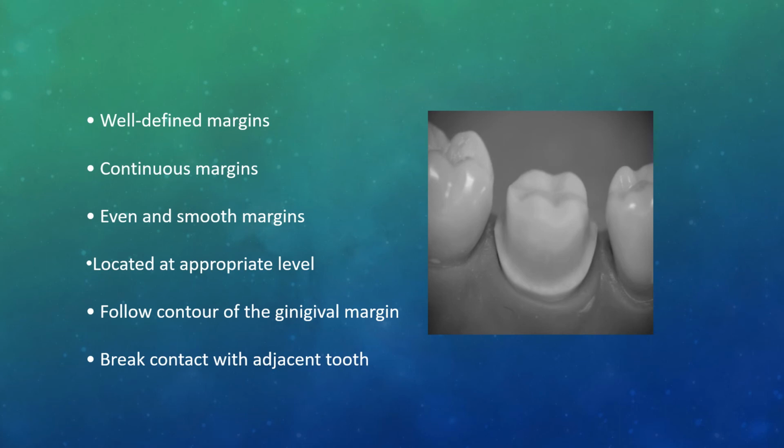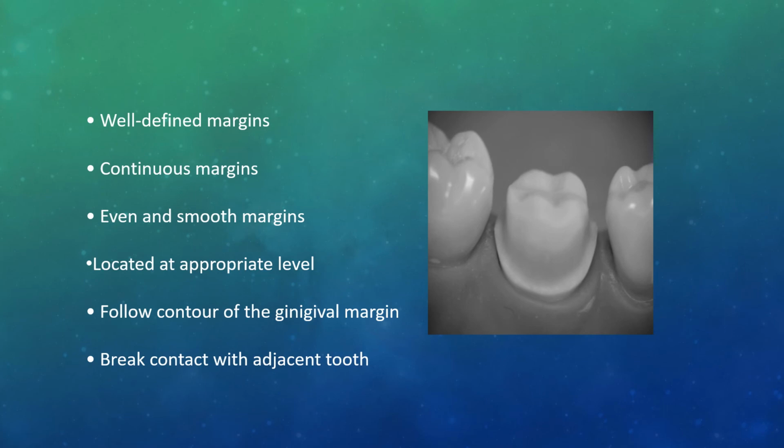It should be located at the appropriate level, based on the kind of restoration that you are going to give, whether it is an anterior restoration or a posterior restoration. You have to decide on a supragingival, equigingival or subgingival finish line. Always follow the contour of the marginal gingiva. Hence you are preserving the periodontium, and also you must break contact with the adjacent tooth. So if you notice in this picture, your tooth is not contacting the adjacent tooth.